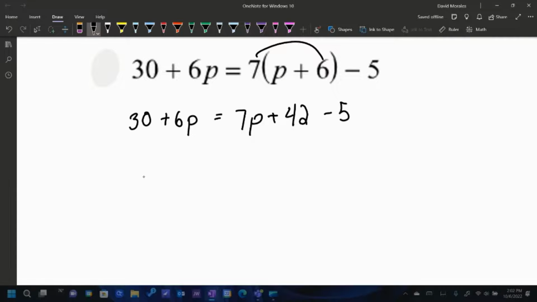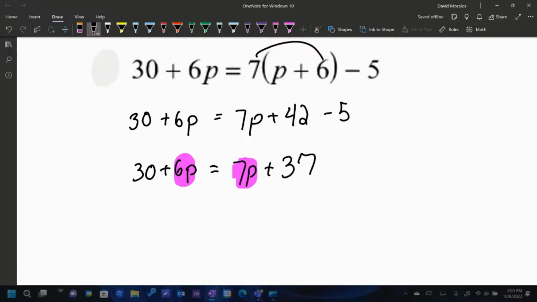And then over here, we're just going to combine like terms on this side. Rewrite the left side though. So 30 plus 6p equals, and what is 42 minus 5? So 7p. 42 minus 5 is 37.